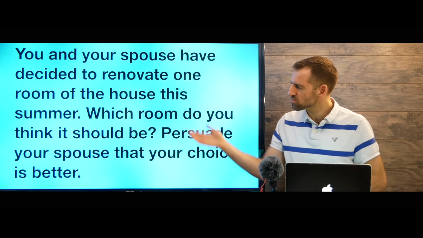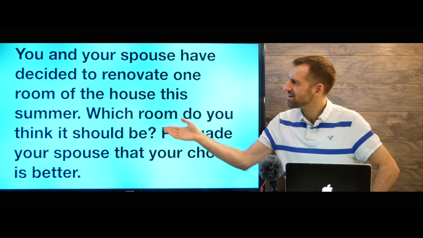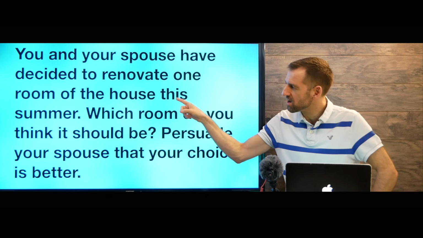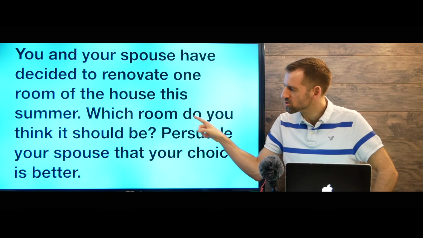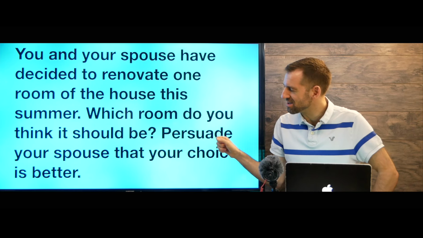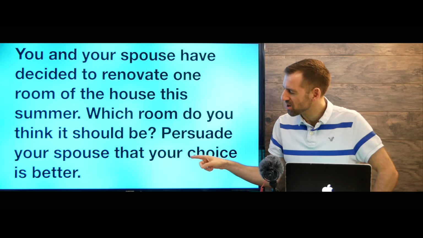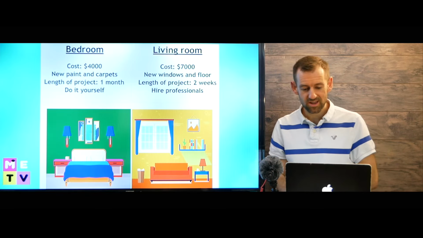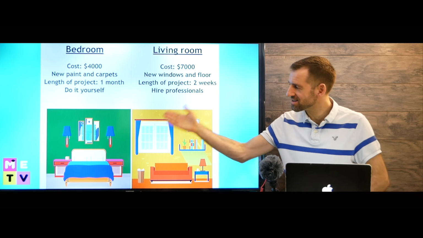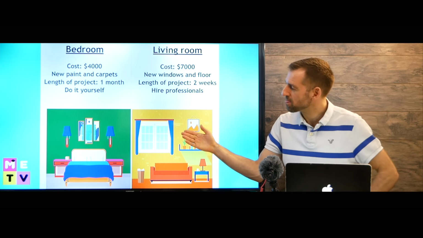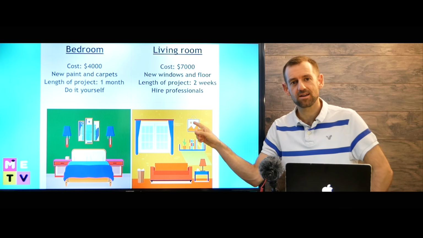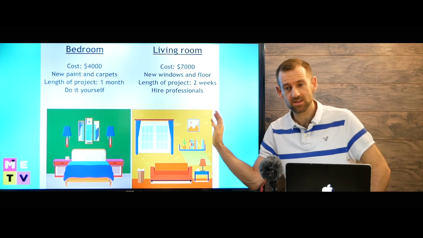Okay, so here's one of the questions from my book. Okay, you and your spouse have decided to renovate one room of the house this summer. Which room do you think it should be? Persuade your spouse that your choice is better. Okay, so you have to renovate one of the rooms in your house. Okay, so here is the choice, okay? Now, remember, you have 60 seconds to pick one that you like, and then you're going to forget about it.